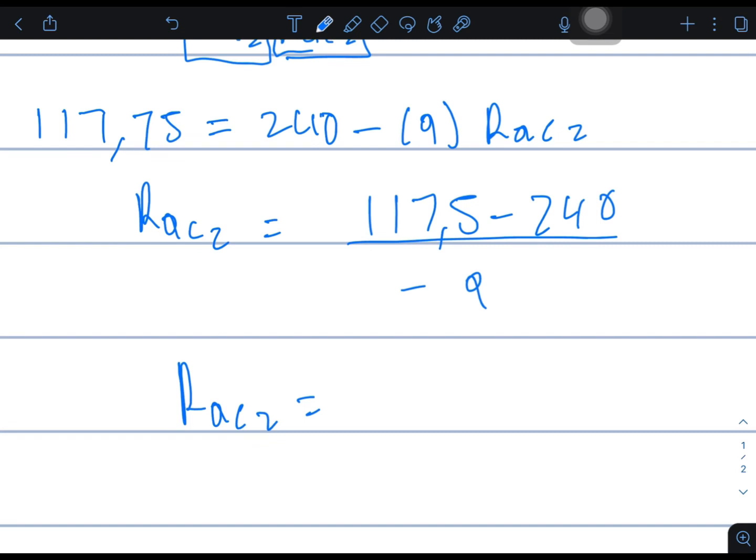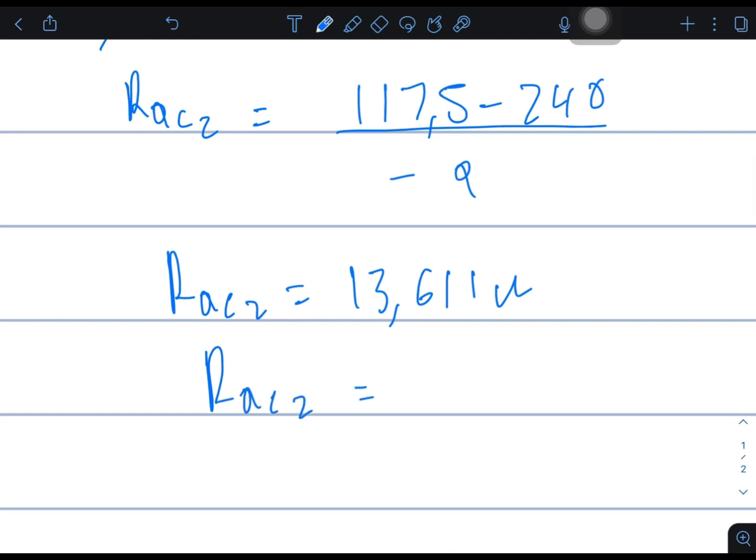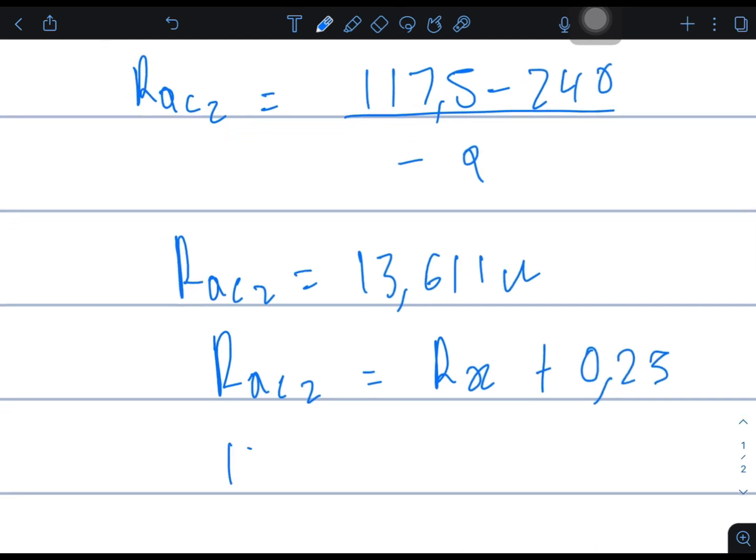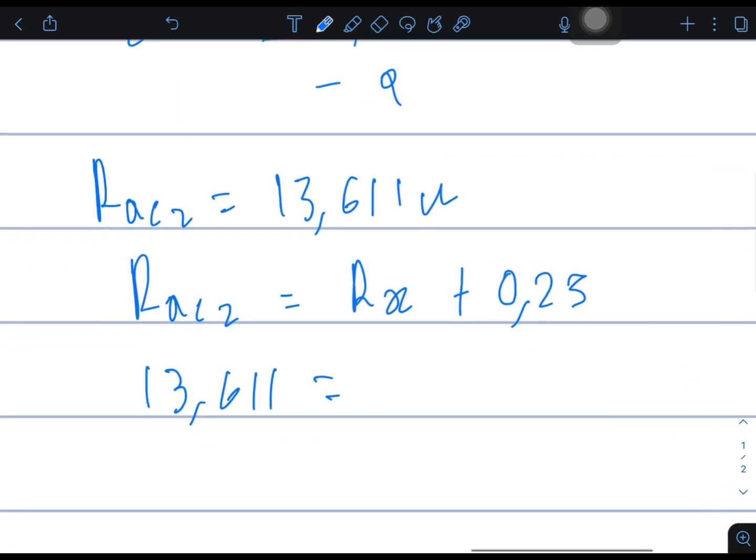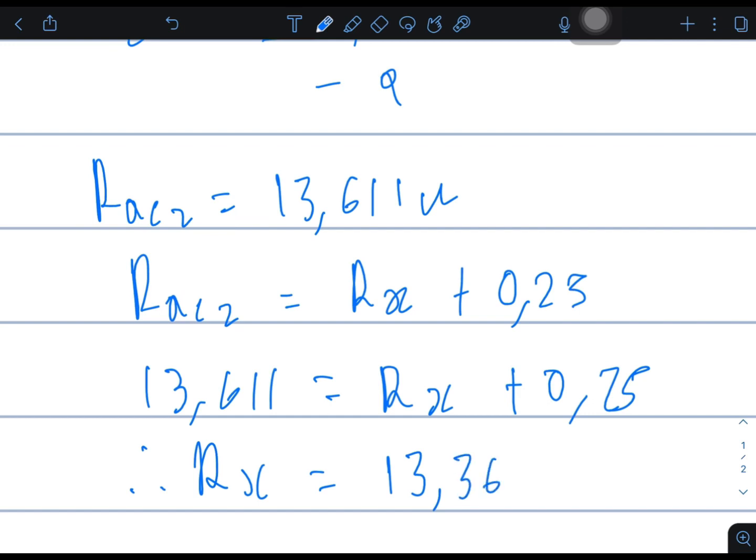Okay. 117.5 minus 240 over negative 9. That is going to be 13.611 ohms. Meaning RAC2 is equal to RX plus 0.25, and we have calculated 13.611, so RX is therefore 13.611 minus 0.25, which is going to be 13.361 ohms. Okay guys, that is the end.